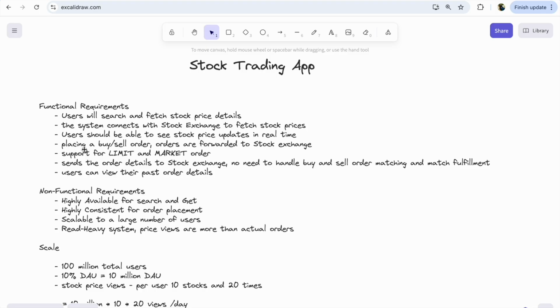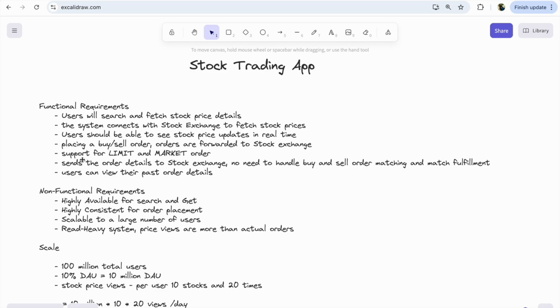Next, placing a buy or sell order. So orders are forwarded to the stock exchange. The stock trading app is basically sitting in between the client and the stock exchange system. It's taking the buy and sell orders from the customers and forwarding them to the stock exchange.